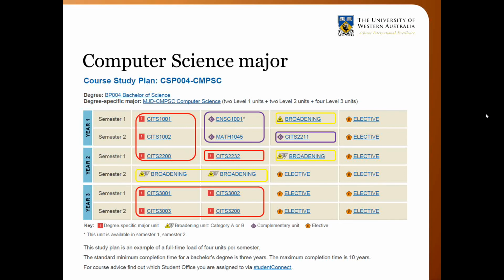Next, these are the complementary units that we talked about. So if you want to take the computer science major as your degree-specific major, you must select these 3 majors. Lastly, we've highlighted the elective units. Now, if you wanted to take a second major, that may form these elective units instead.